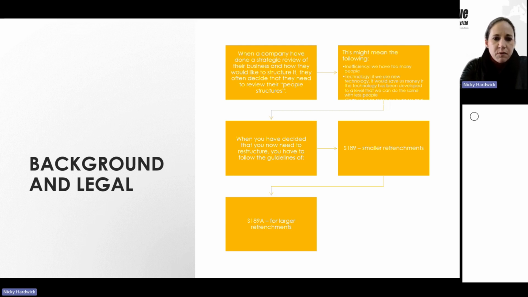So this is a process, and when we go down retrenchments and you're starting to look at the reasons for retrenchments, what is very important is that when you are communicating with employees, you must at the start, or even prior to the start, understand why you're going down this road. Is it financial? Is it a restructure? Are you restructuring positions? What exactly is your intention in terms of that people structure?